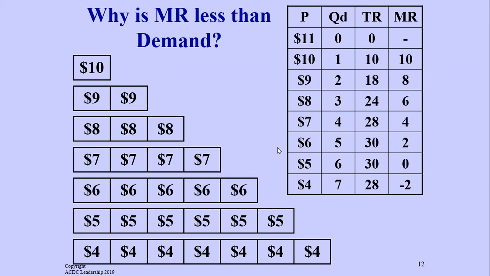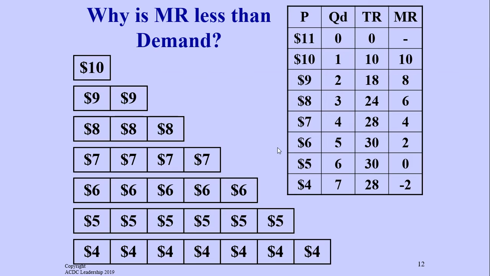And watch what happens here. If we go to $4, now 7 will be demanded, $28 in total revenue. What's my marginal revenue? -2. It's actually negative at that point. At that point, the total revenue is actually falling now. So they're not even gaining any additional revenue. They're actually losing revenue at that point.